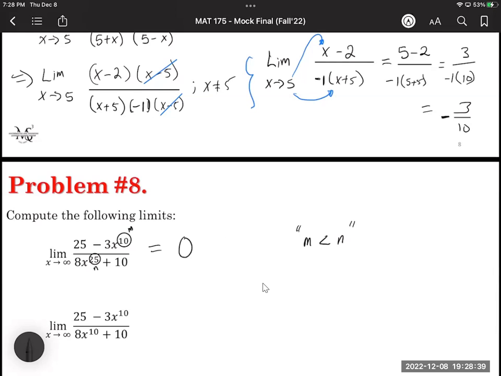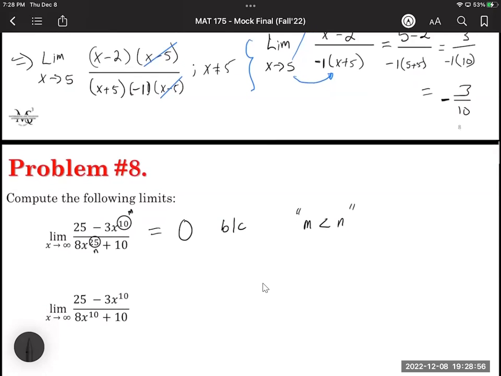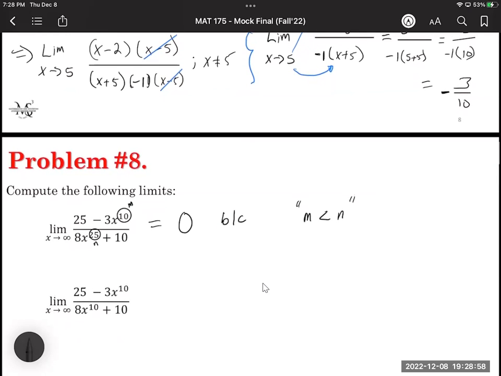It goes to 0 because of this idea that m is less than n. As long as the power of the numerator is less than the power of the denominator, then the limit goes to 0. End of story. If you write it just like that, you will get full credit. As long as you say what your m and n is, I think you're good.